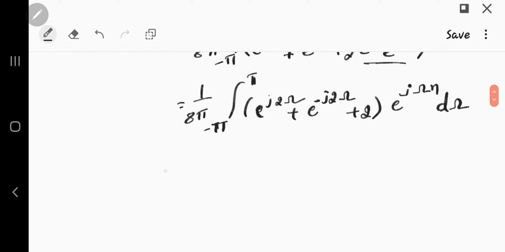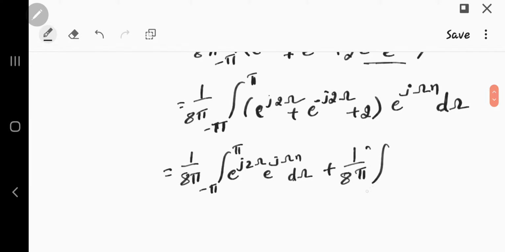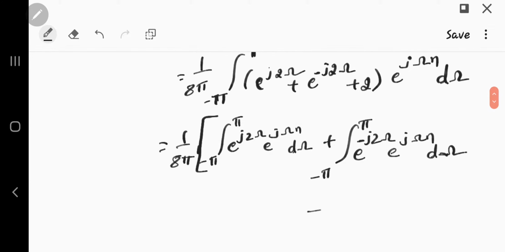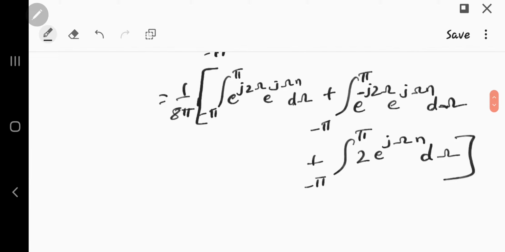Okay, so if you multiply this, 1 by 8 pi, integral of e power j 2 omega e power j omega n d omega plus 1 by 8 pi integral of e power minus j 2 omega e power j omega n d omega plus 2 e power j omega n d omega. I won't be writing this here, since this is applicable for the whole signal. I'll write here itself.